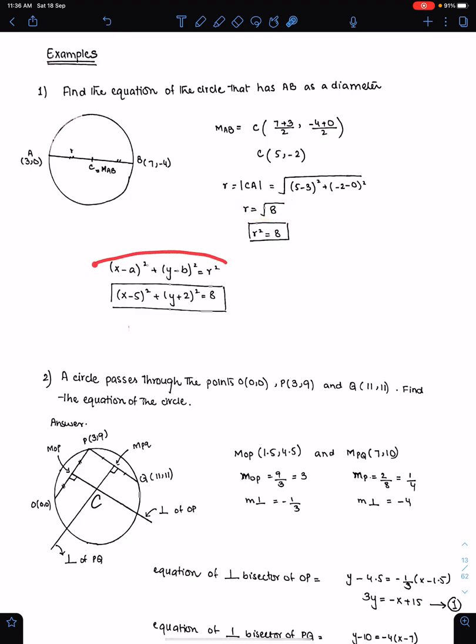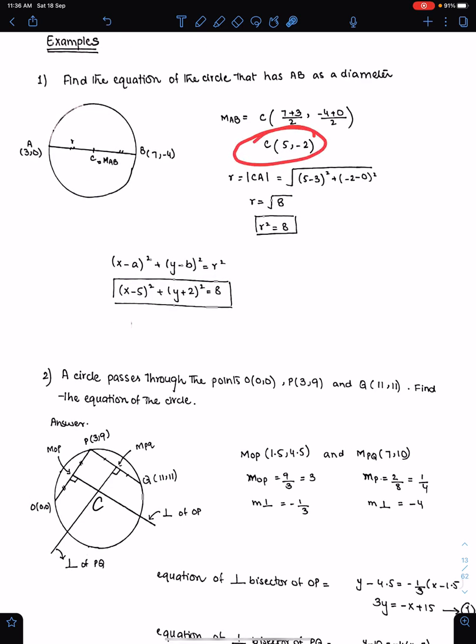So by using the completed square form of the circle, we can get the equation of this circle. 5, minus 2, and 8. r square is 8. When you put minus 2 here, it will become plus 2. So this is the equation of the circle in completed square form with center at this point and radius r square is 8.